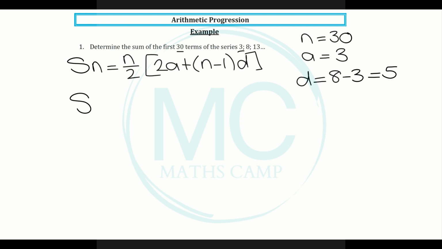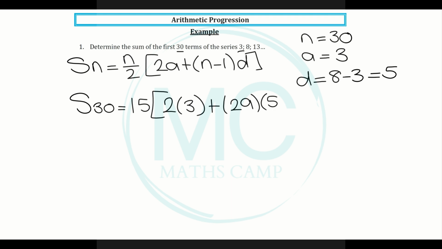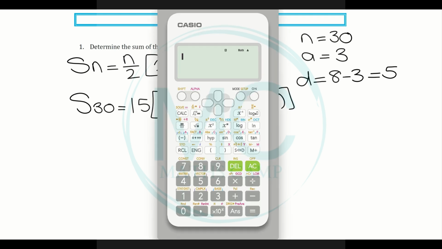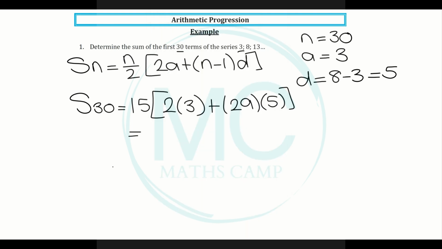So we can say the sum of 30 terms is equal to 30 divided by 2, that's 15, open a bracket, 2 multiplied by 3, plus n is 30, so n minus 1 becomes 29, multiplied by the difference of 5. Now I can take my calculator. I'm going to say 2 multiplied by 3 plus 29 multiplied by 5. Let's multiply this by 15, which is equal to 2,265. This is the sum of the first 30 terms.